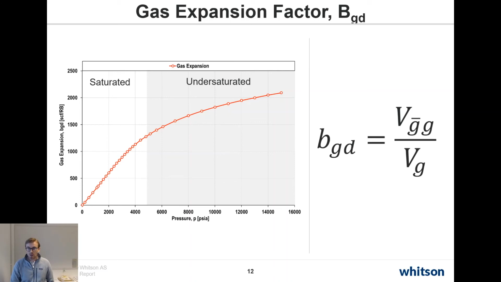So in a very simple world, the world that I live in, with ratios and fractions, etc., you just flip the equation you had on the other side, and it's defined as the surface volume of gas originating from the reservoir gas phase divided by the reservoir gas phase volume. And again, we also here differentiate between the saturated and undersaturated part of that particular curve.